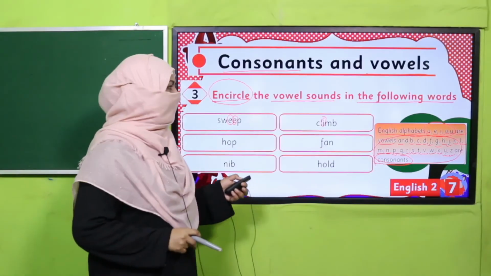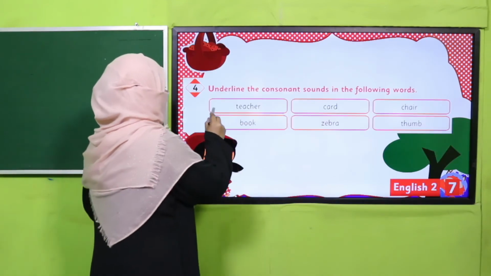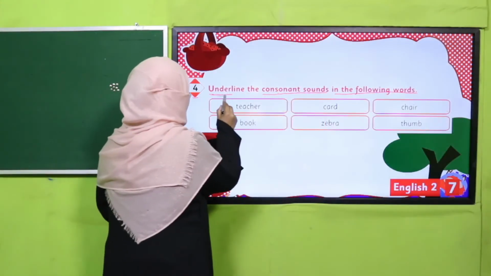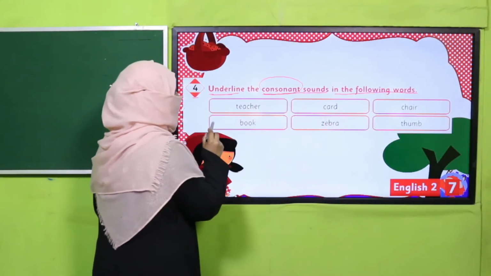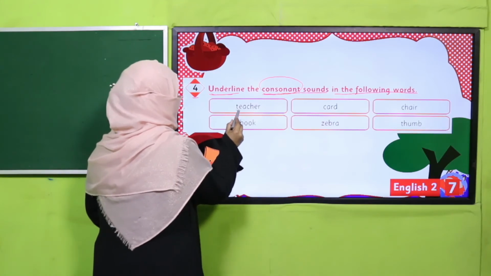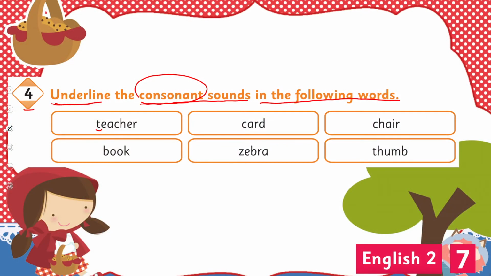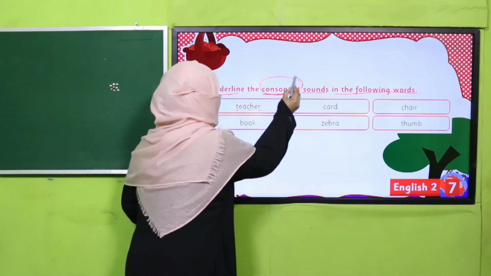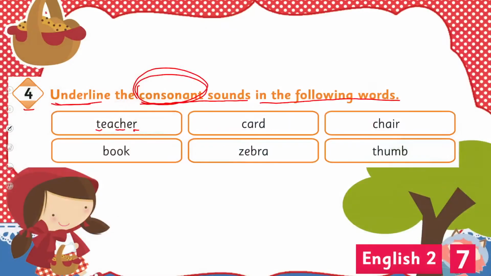Yes, are you done with it? Okay, so the next practice is again on page number 7, question 4. Underline the consonant sounds in the following words. Now you will just underline which sound? Consonants. So I am going to read it. Teacher. So here T is a consonant, E and A both are vowels, so I leave them. CH again, it's a consonant, E again a vowel, leave it, and R is a consonant. In this way, you will keep reading the word and just underline the consonant sound. Pause the video and complete this activity.